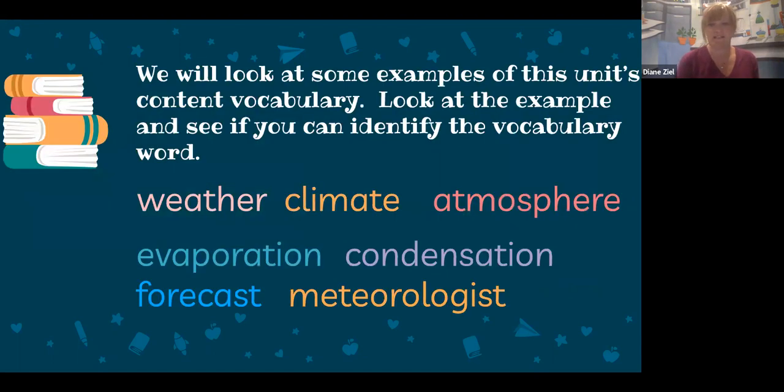Now let's look at some examples from Unit 4's content vocabulary. Look at the example and see if you can identify the vocabulary word. We will review the words weather, climate, atmosphere, evaporation, condensation, forecast, and meteorologist. Here we go.